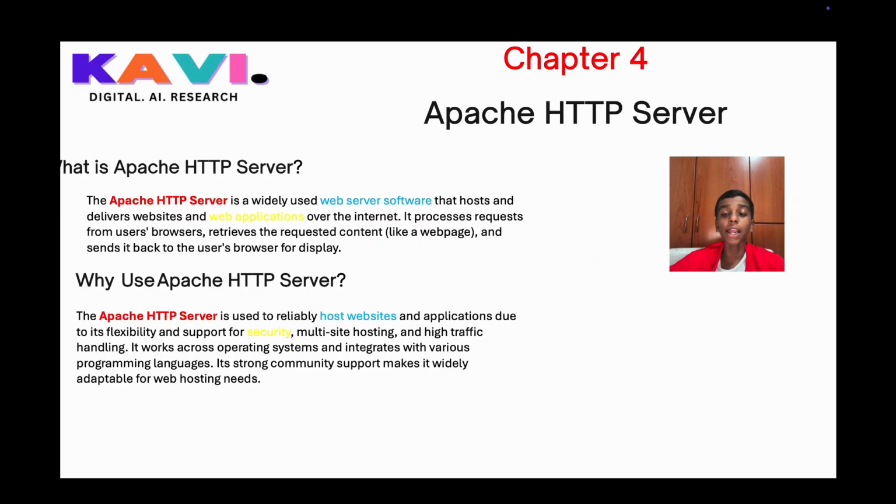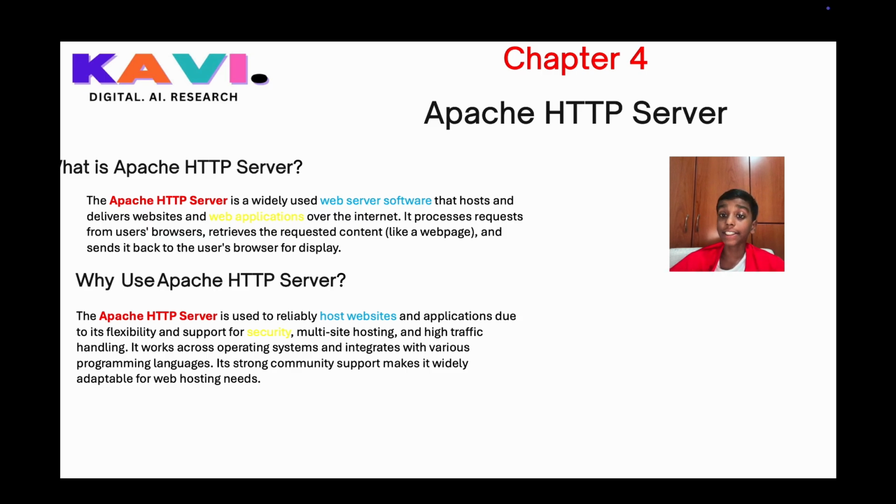So here at my chapter 4, now what is Apache HTTP Server? The Apache HTTP Server is a widely used web server software that hosts and delivers websites and web applications over the internet. It processes requests from users' browsers and retrieves content like a web page, YouTube, Twitter, or anything else, and it sends back to the user's browser for display. Now, why do we even use Apache HTTP Server in the first place?